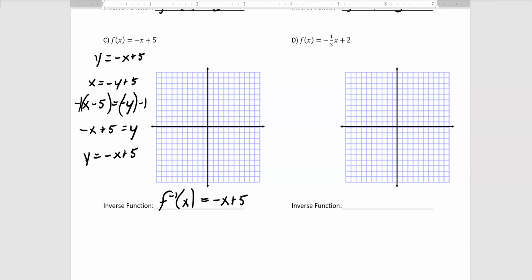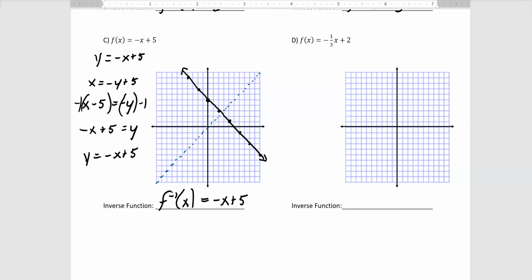Now notice, that's the same as the original function. Well, let's try to graph that and figure out why. Negative x plus 5 has a y-intercept of 5, and then it would go down 1 and over 1 all the way. I'm plotting every 2 just so I don't have to plot that many. I can connect my lines like so. Now notice that y equals x line of symmetry. This is already symmetric to that line, isn't it? So that's why the inverse matches the original function. Pretty cool, huh?